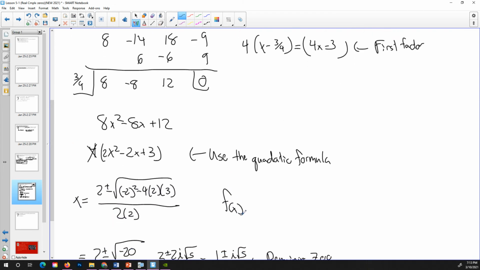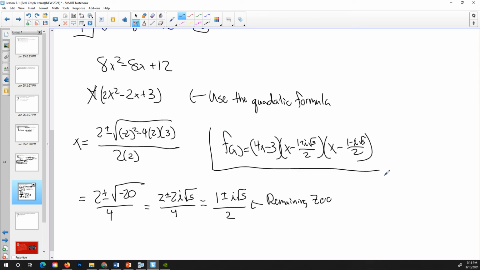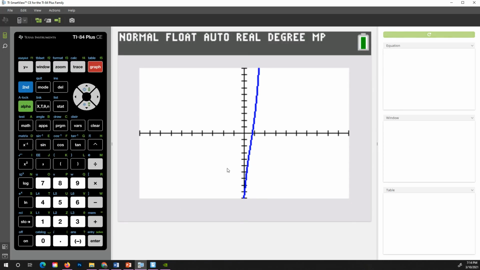Now this thing here asks us to write as a product of linear factors. So f of x, the first factor was 4x minus 3. And then I'm just going to make factors out of these remaining zeros. So if it was just 3, you'd go x minus 3. And if negative 3 was a 0, you go x plus 3. So I'm just going to do the same thing here and go x minus 1 plus i square root of 5 all over 2. And then I'll go x minus 1 minus i square root of 5 all over 2. And that is my list of linear factors. 2 are imaginary, 1 is real. I feel confident in that because our graph only crosses the x-axis once.